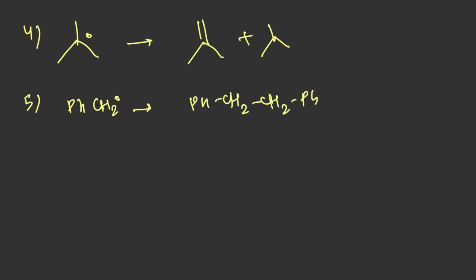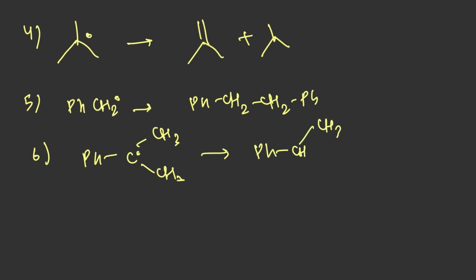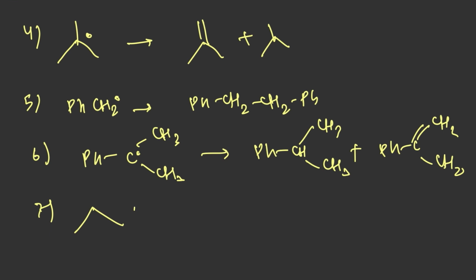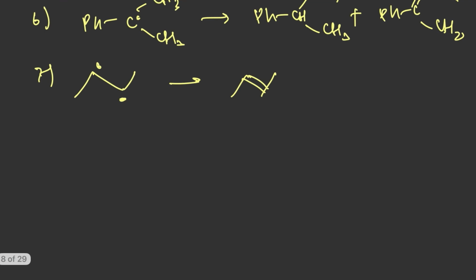Sixth, it is 3 degree, so it will show disproportionation. Hydrogen will add, and another time hydrogen will remove, and it will show a double bond. Seventh, this we have, and this is a biradical, and this will form a double bond. Now, when there is an intramolecular biradical, the intramolecular reaction goes fast.